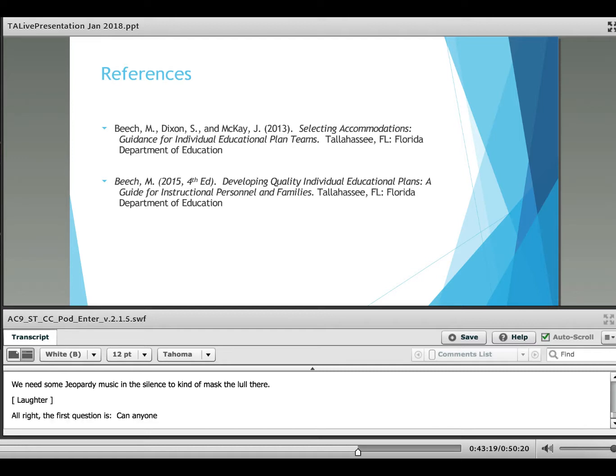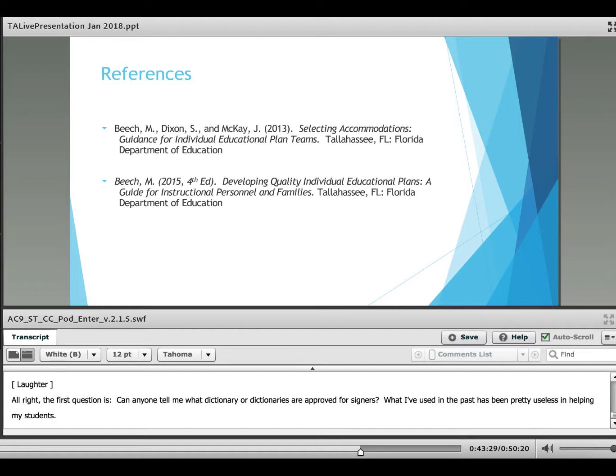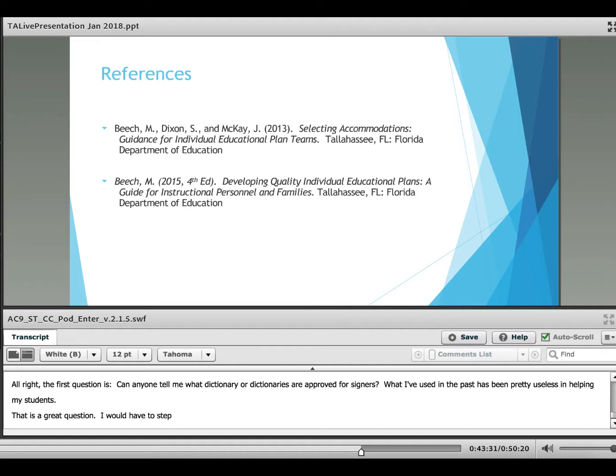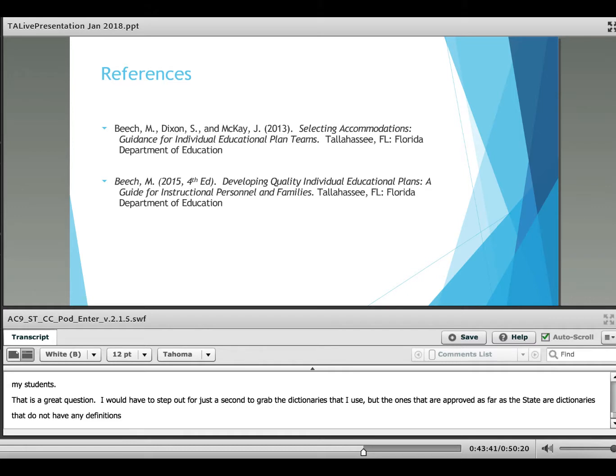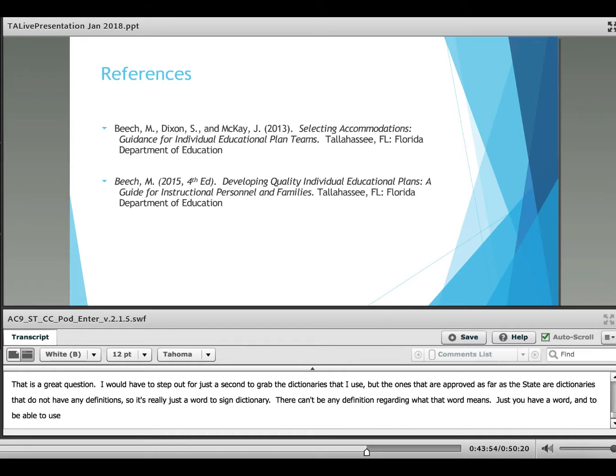All right, the first question is, can anyone tell me what dictionary or dictionaries are approved for signers? What I've used in the past has been pretty useless in helping my students. That is a great question. I would have to step out for just a second to grab the dictionaries that I use, but the ones that are approved as far as the state are dictionaries that do not have any definition. So it's really just a word to sign dictionary. There can't be any definition regarding what that word means. It's just you have a word and you're able to use the sign.